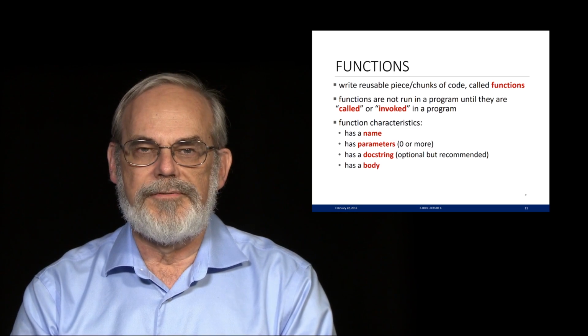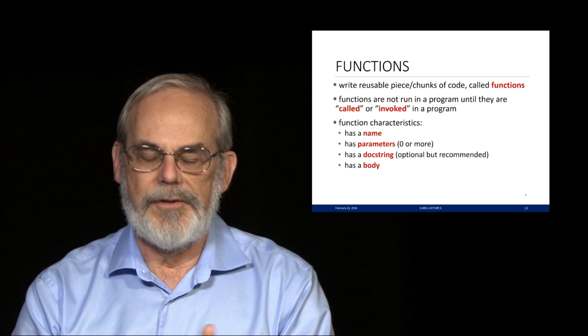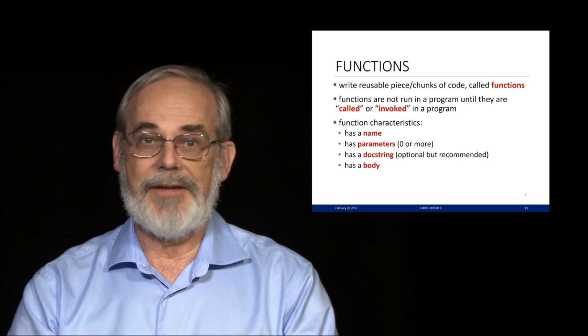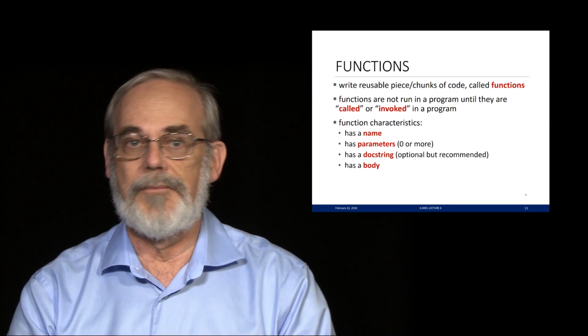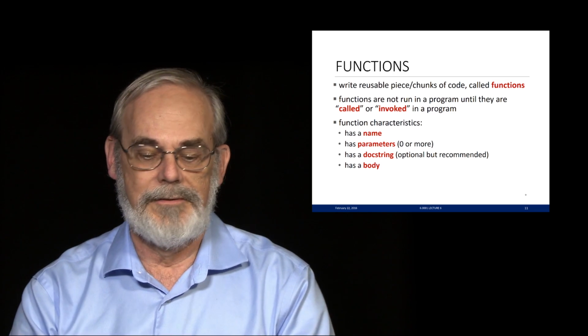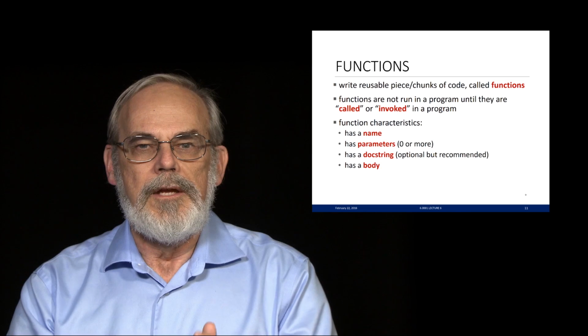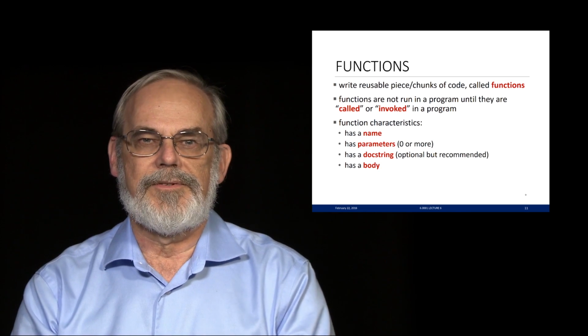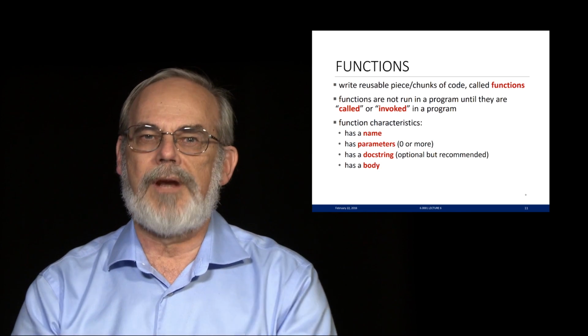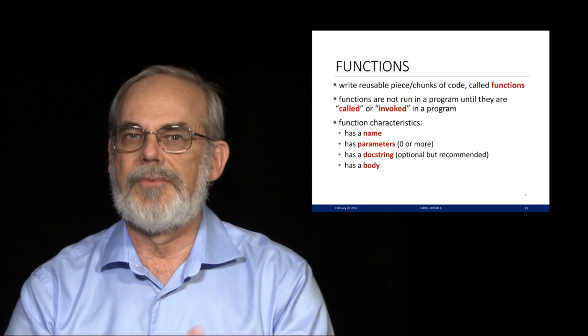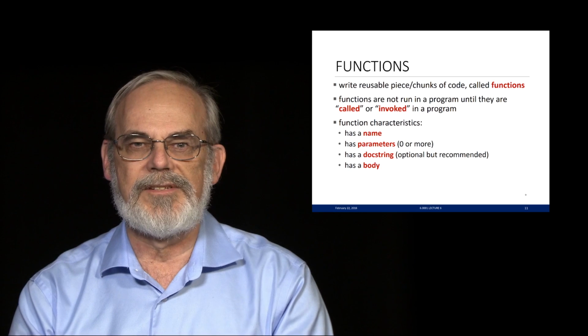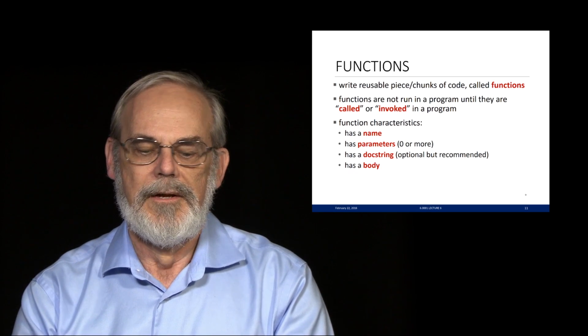What are the characteristics of a function? Several. First, it has a name. That makes sense. I've got to be able to refer to it in the same way that I had a variable as a name for a value. A function will have a name. It will also take a set of parameters. These are arguments or values that I'm going to use inside the function when I do a computation. It's going to make sense in a second when we look at an example.